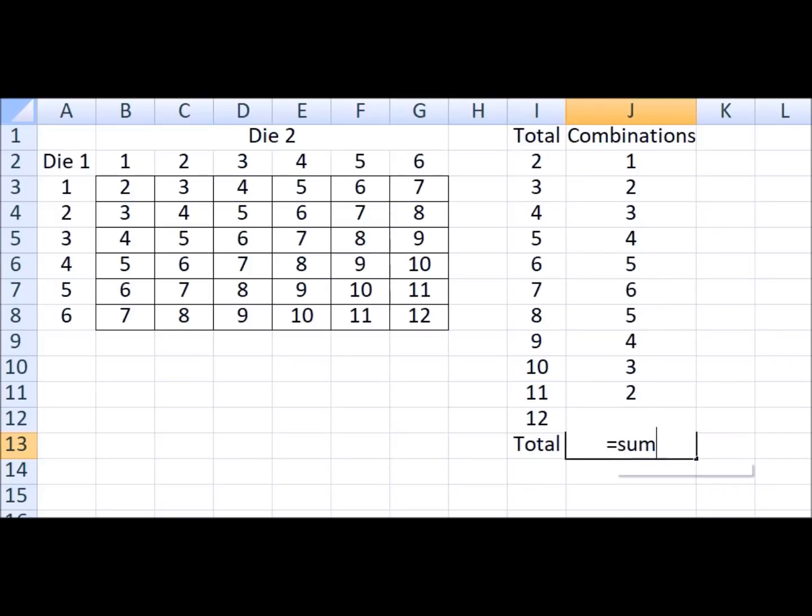And let's take the total to make sure we did it right. Good. So 6 times 6 is 36, so 36 possible outcomes. So this table shows us there's 1 way to roll a 2, 2 ways to roll a 3, 3 ways to roll a 4, and so on.